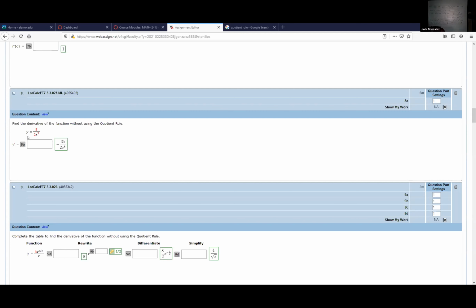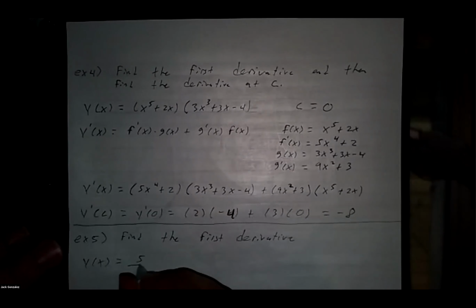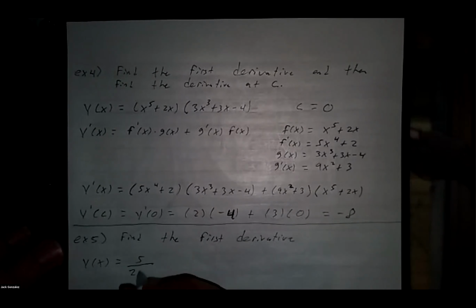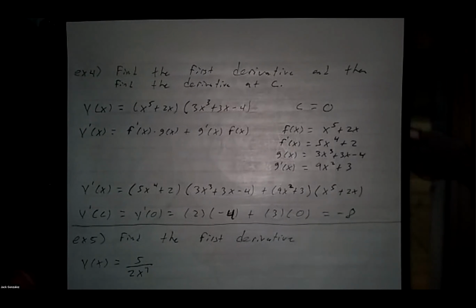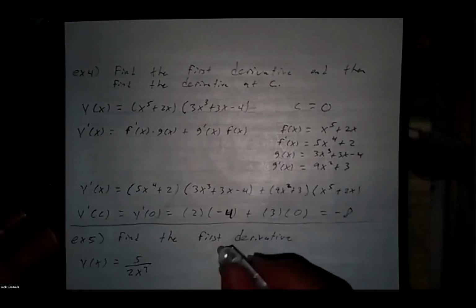Example 5. Let me write it down. Find the first derivative. So y of x is equal to 5 over 2x to the 7. So one way you could do this, let's do it with the quotient rule. That's what they said.